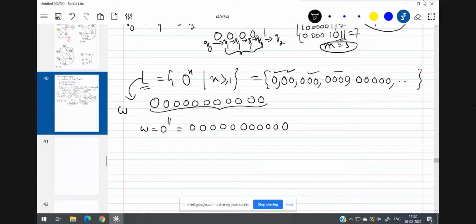As per pumping lemma, you have to split it into 3 parts. This W has to be split into 3 parts, X, Y, Z. How many zeros you want to consider as X, Y, Z is up to you. But one condition is there: Y should not be empty. Let me consider this as X, let me consider this as Y, and let me consider this as Z.